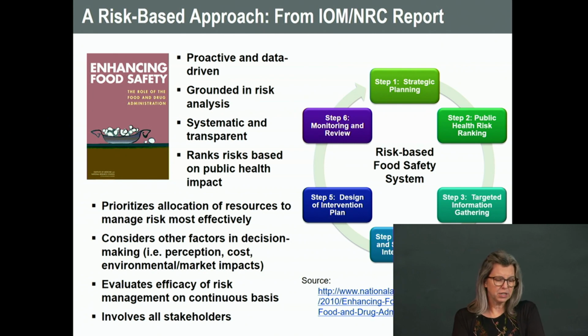So these are basic plan, do, act kind of steps, and we've applied them here in the risk-based decision-making context. In addition, there are a couple of important factors that are true when you have a risk-based decision-making system. Things like being proactive, not reactive, being data-driven, using data that you have available and seeking out more data to inform your decisions. Grounded in risk analysis, systematic and transparent, ranking risk based on public health impact, so you have information on the likelihood and severity of harm each hazard has, and you use that to inform your decisions. Prioritizing allocation of resources to manage risk, so that's again using risk-based thinking to help drive your budget decisions. And then also, as I mentioned earlier, it does consider other factors such as cost and other things.